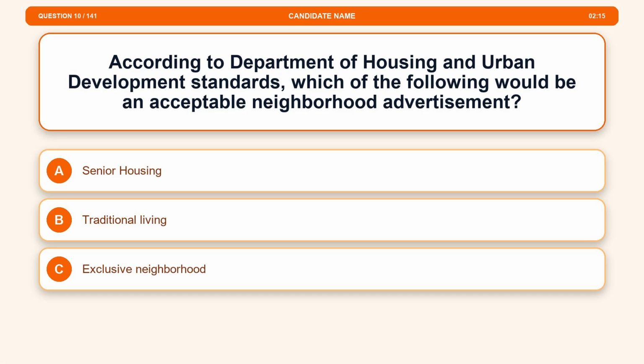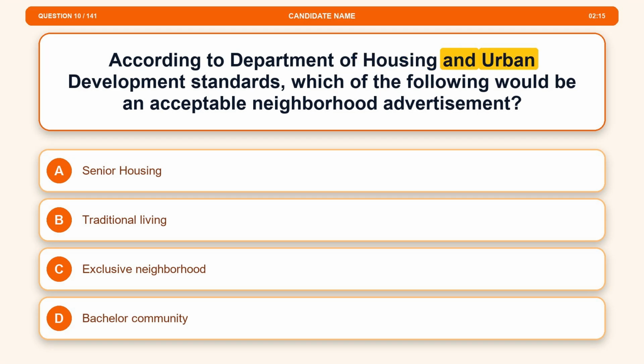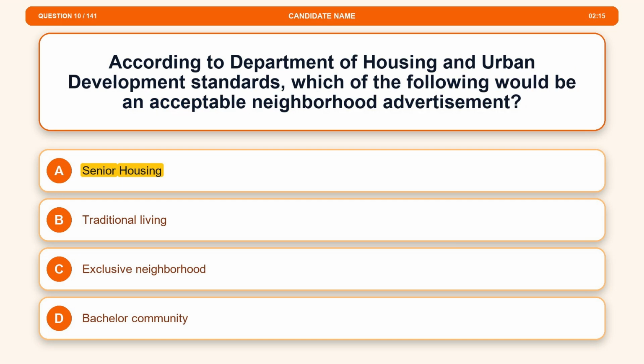Question 10. According to Department of Housing and Urban Development standards, which of the following would be an acceptable neighborhood advertisement? Option A. Senior housing. Option B. Traditional living. Option C. Exclusive neighborhood. Option D. Bachelor community.